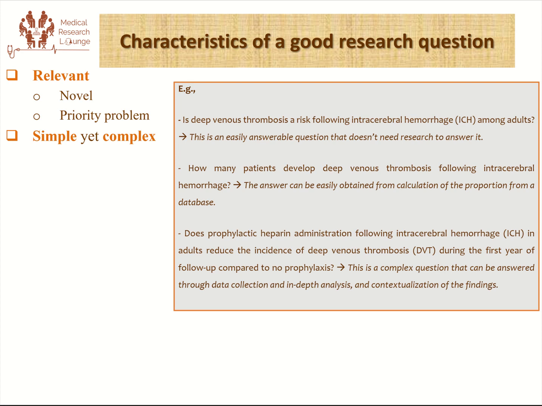For example, is deep venous thrombosis a risk following ICH among adults? Yes, this is something that we already know. So this is not a complex question. It's something that we can answer with a simple yes or no.